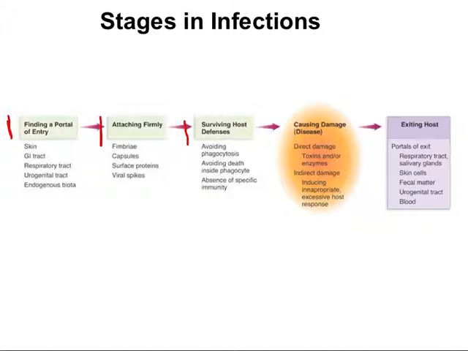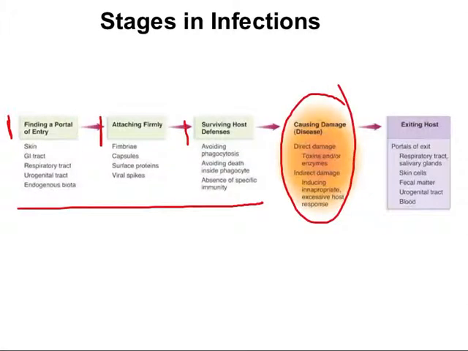So once an invading pathogen has accomplished all three of these difficult steps, it may be able to cause disease. This disease occurs by direct damage through toxins and/or exoenzymes, or by indirect damage, including inappropriate or excessive host responses to their presence. Finally, we'll move on to how the microbes exit the host. This topic we'll cover in our next section.